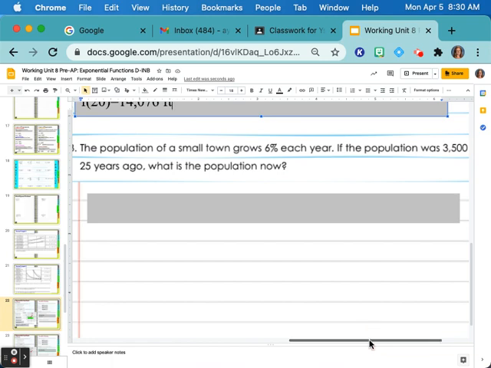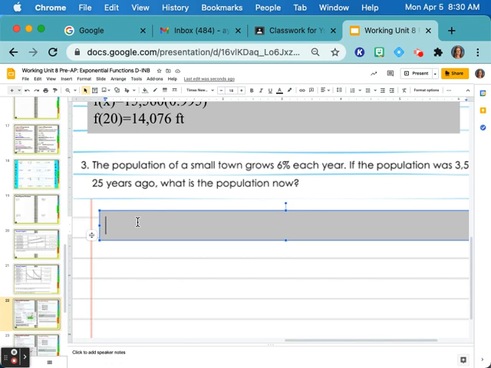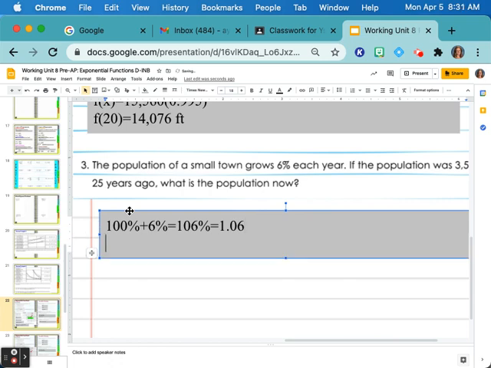Last problem. The population of a small town grows 6% each year. If the population was 3,525 years ago, what is the population now? So we need a function. It grows 6% every year. So what am I going to do to 100%? Am I going to add or subtract it? Add. That is my rate, 1.06.